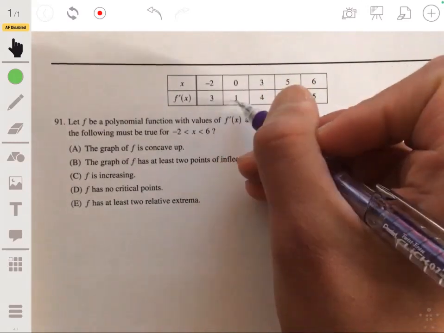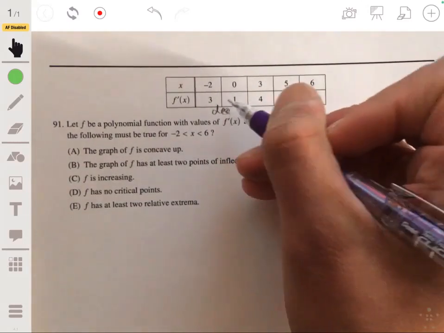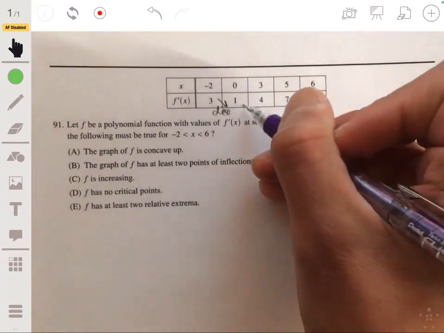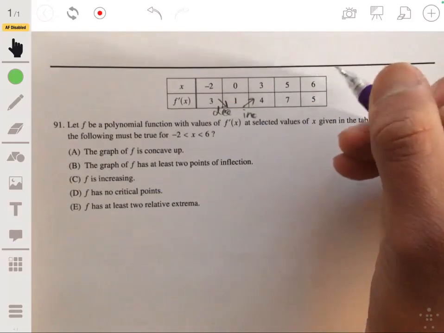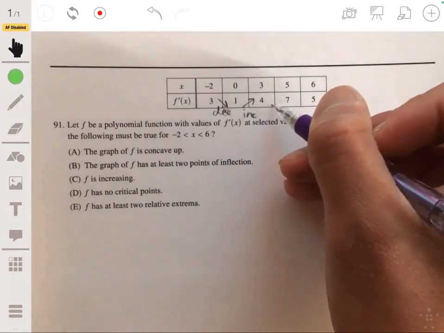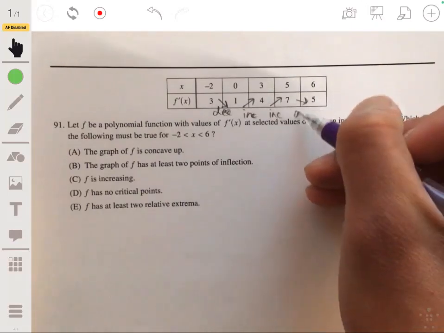F prime goes from 3 to 1, so it's decreasing here. Decreasing. Then from 1 to 4, it's increasing. Then from 4 to 7, increasing still, and then from 7 to 5, decreasing.